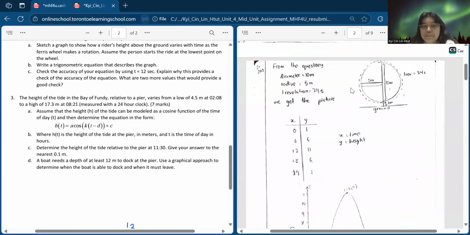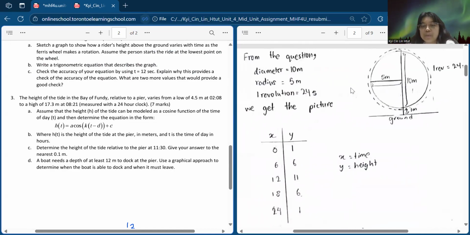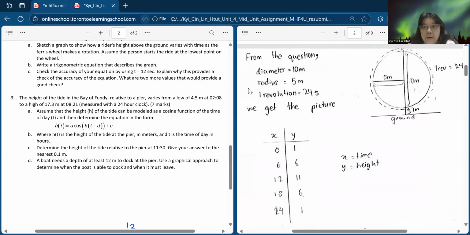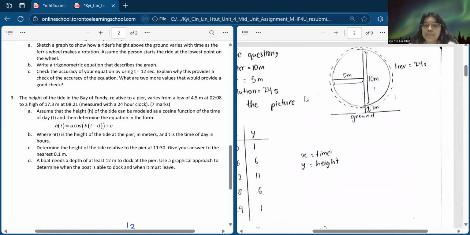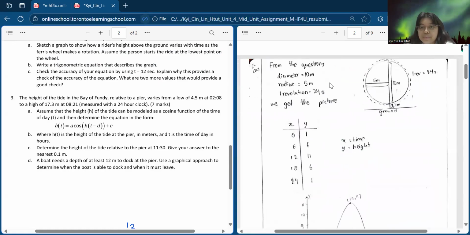First of all, to actually see the question, I drew this picture because from the given facts of the questions, I get the diameter is 10 meters, which means if we divide it by 2, we get the radius, which is 5 meters. And then we get 1 revolution equals 24 seconds, which is also given in the question. From here, we can draw this picture, which is please pretend that this circle is a Ferris wheel, and the Ferris wheel is 1 meter above the ground. Now its diameter is 10 meters, and its radius is 5 meters.